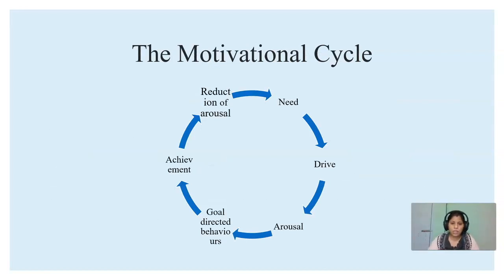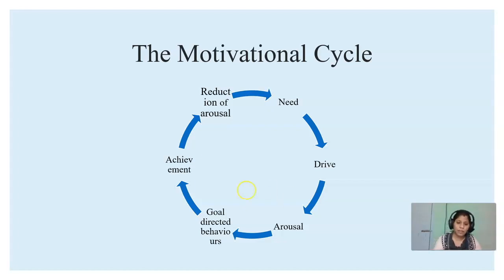To explain motivation, we'll discuss the motivational cycle. In the motivational cycle, the first thing is there is a need. Need means lack of something or deficit of something. Because of that deficit or need, there is a drive. Drive leads to a state of arousal or tension. Because I need something, I have a tension or arousal that I need that thing, and that tension or arousal will help me to behave in a particular way that leads to goal-directed behavior. Goal-directed behavior means we behave in a particular way so that we can fulfill that need.